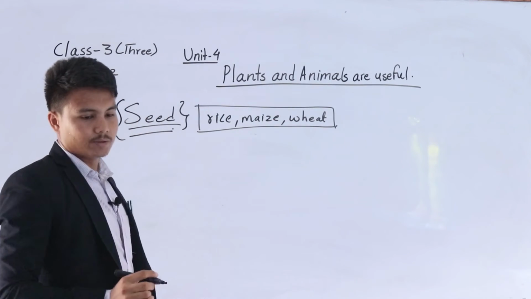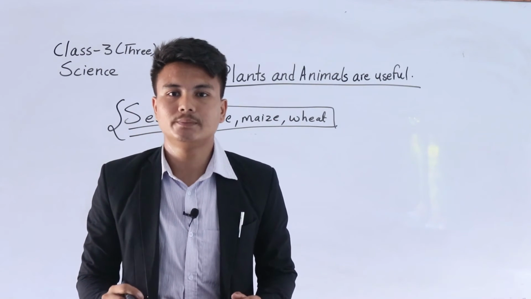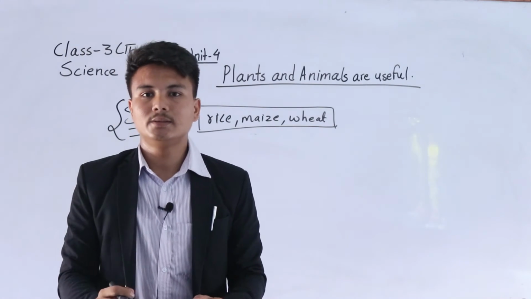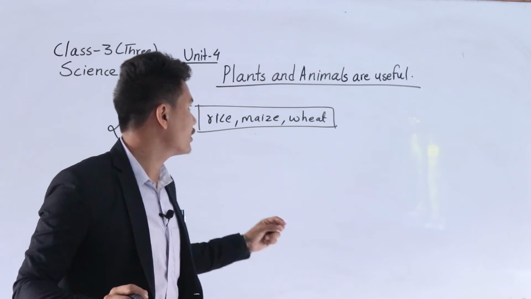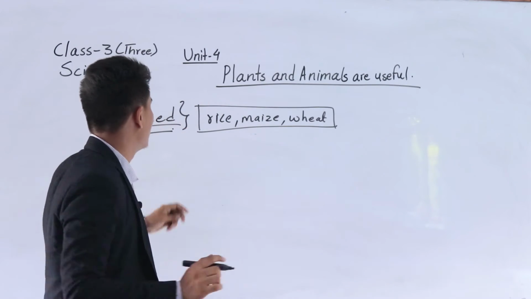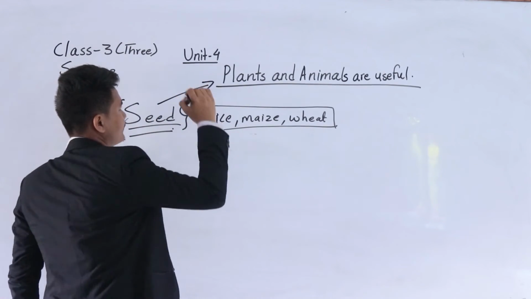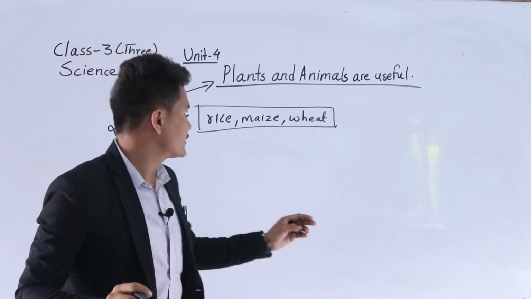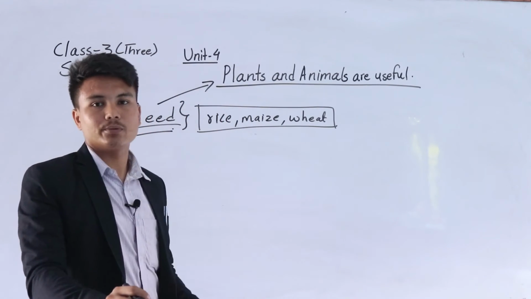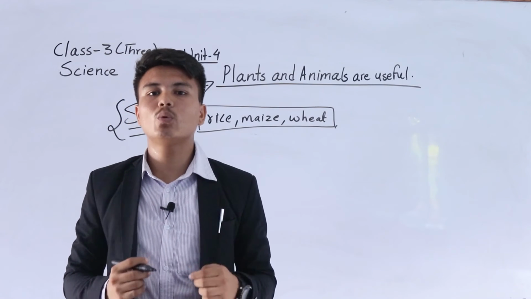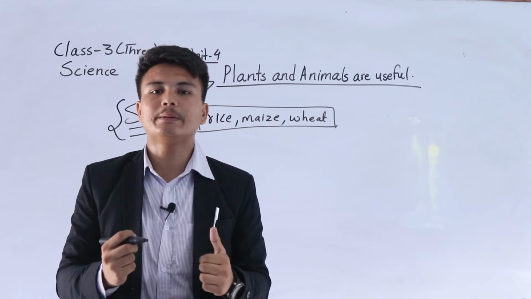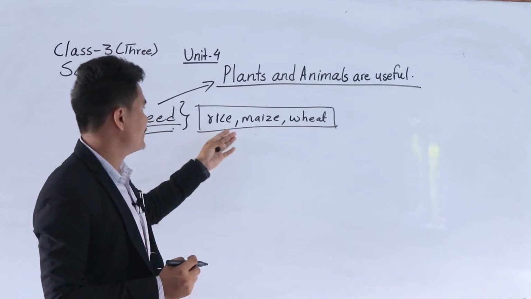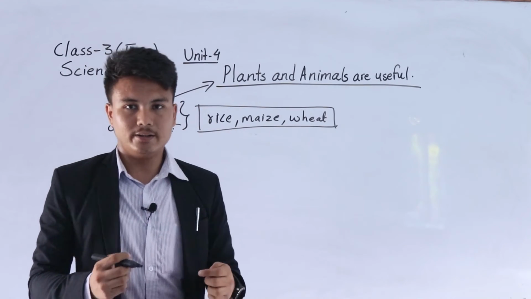So these are plant products. From where do we get rice? We get rice from plants. So most of our food comes from plants. That's why we are totally dependent on plants. We get energy from these kinds of food. This is energy giving food. That's why we can work and do lots of activities in our day-to-day life by eating rice, maize, wheat in our daily life.